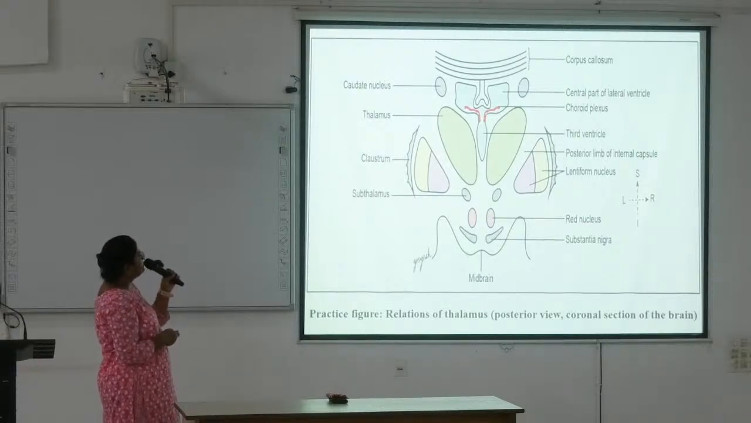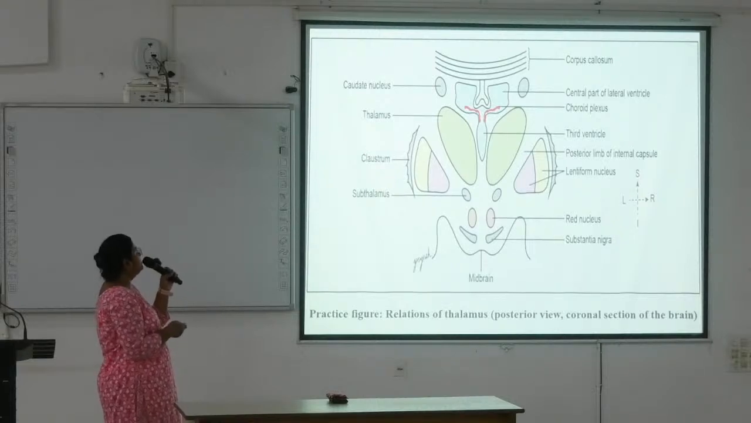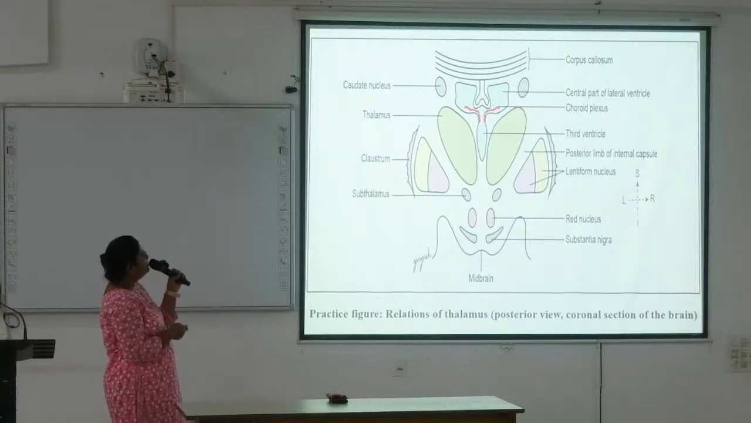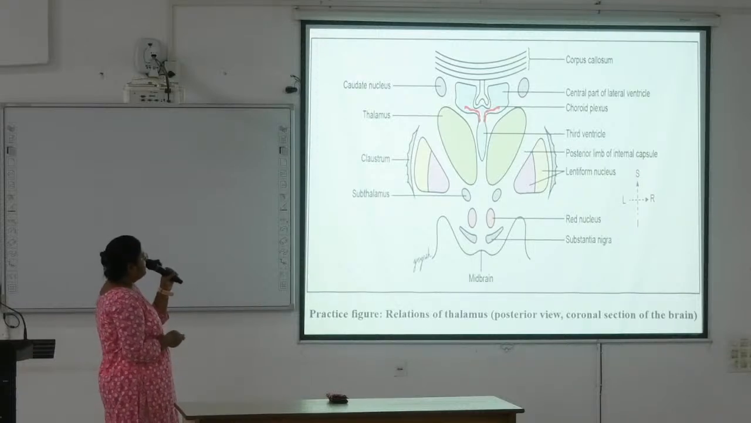See here, these are the choroid plexus of the lateral ventricle extending into the third ventricle also. Here are the two thalami lying on two sides of this third ventricle, and the thalamus is forming the lateral part of the floor of the lateral ventricle. And lateral to the thalamus, here lies the internal capsule, then the lentiform nucleus, claustrum.